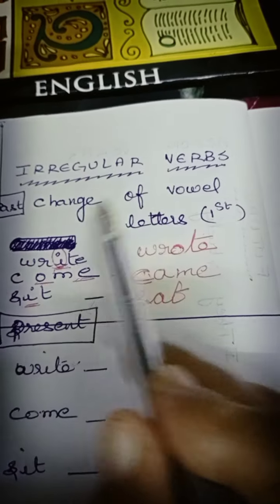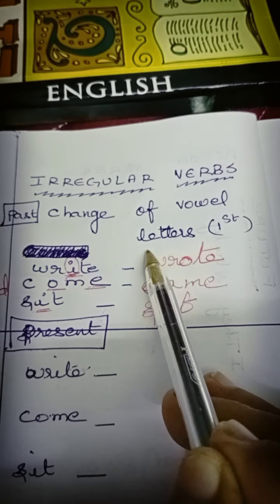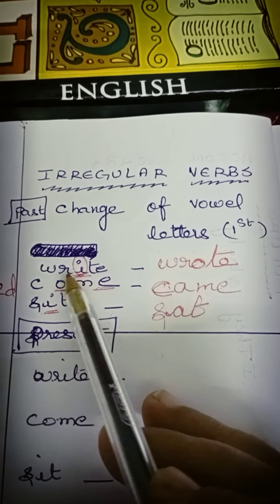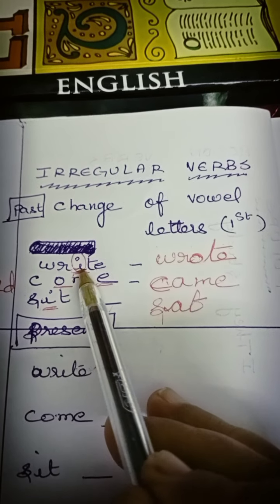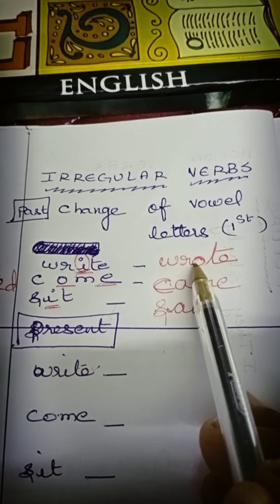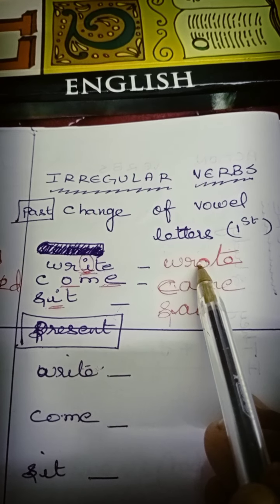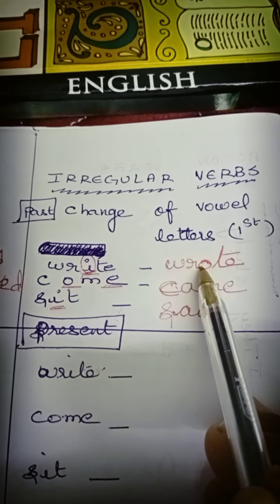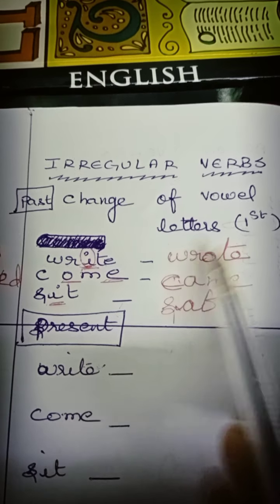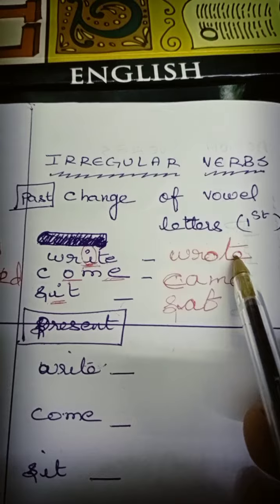And what is an irregular verb? It is nothing but a change of the vowel letters. Only one vowel letter should be changed. Write. What is the first vowel letter? I. Okay, let me take it, and I have replaced it with some other vowel letter, not a consonant. A, E, I, O, U are vowel letters. I should replace it with a suitable vowel letter. So I have written wrote.